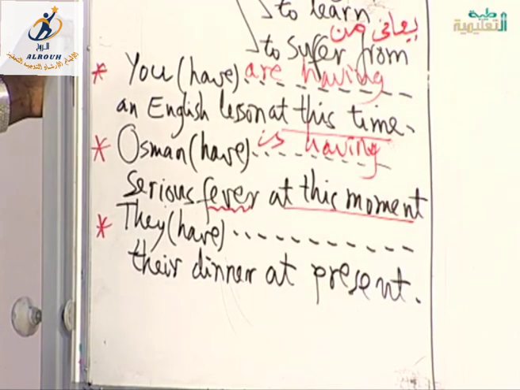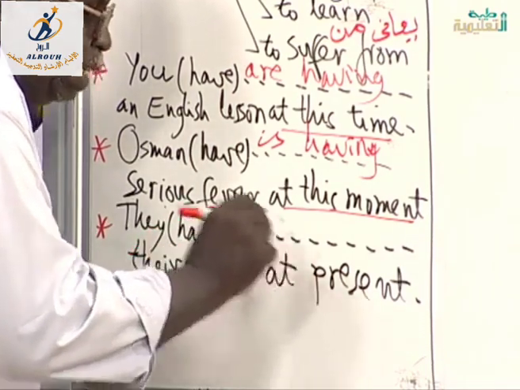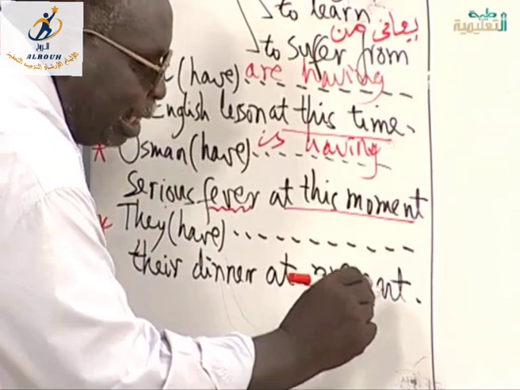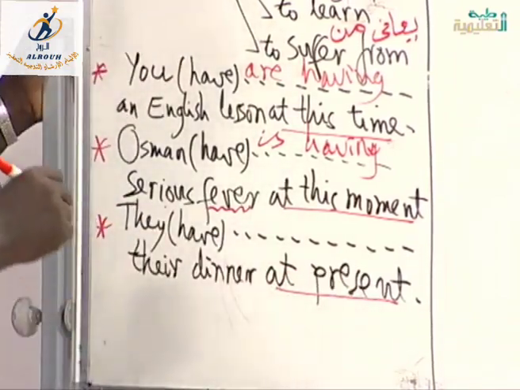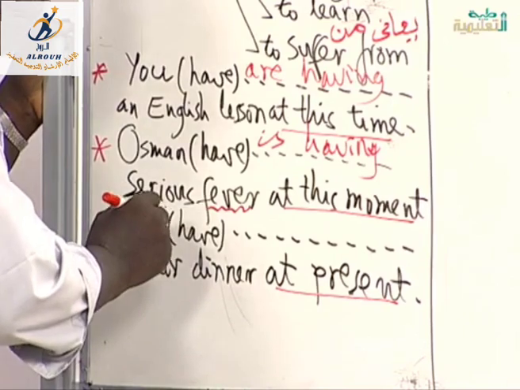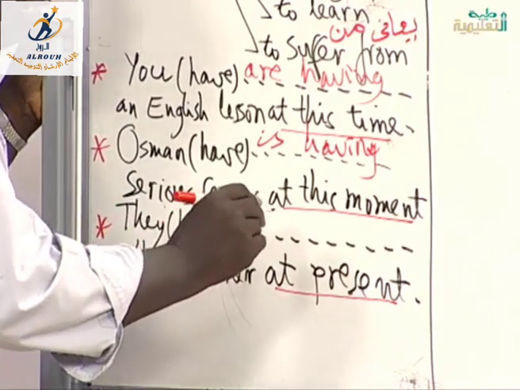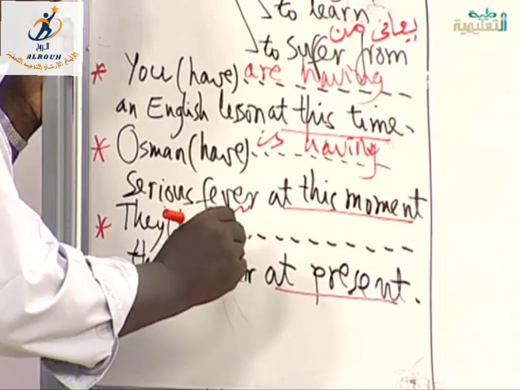Now let us shift to another example. Here they have dots their dinner at present. At present, this is the indicator of the present continuous tense. I'm sure you can tell the meaning of the word have here. Let me read it again for you. They have dots their dinner at this time or at present or now or at this moment.